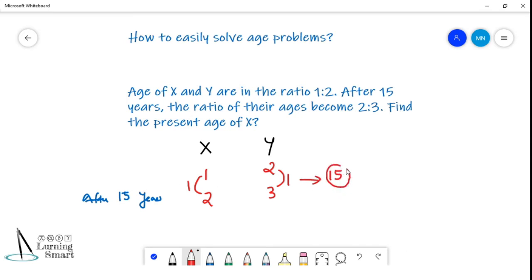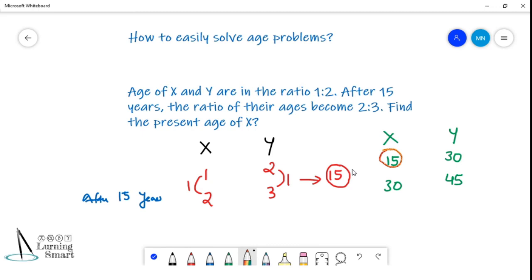If 1 corresponds to 15 years, what are the present age and the future age of X and Y? 1 is 15, Y is 2 multiplied by 15, 30. 3 multiplied by 15, 45. So the question is, find the present age of X. The present age of X is 15. So this is the answer.